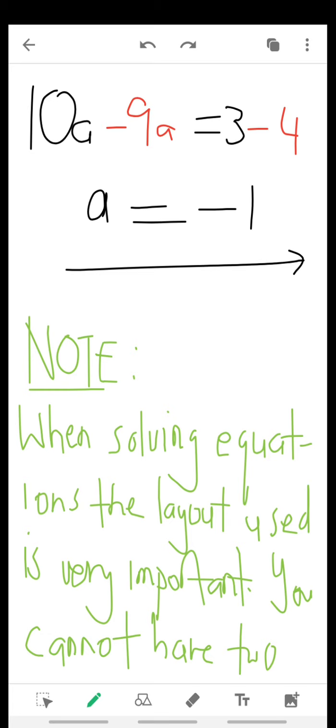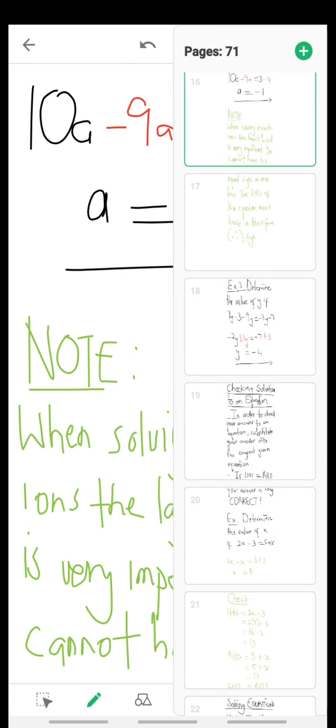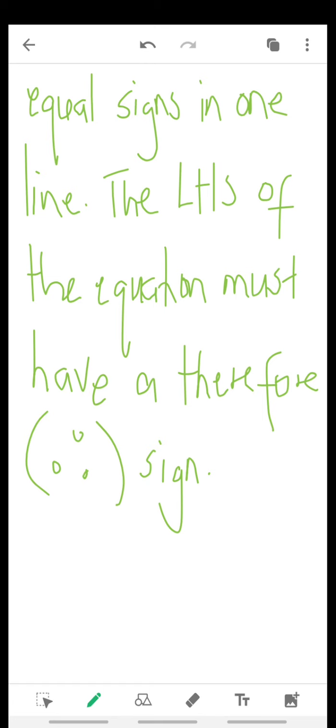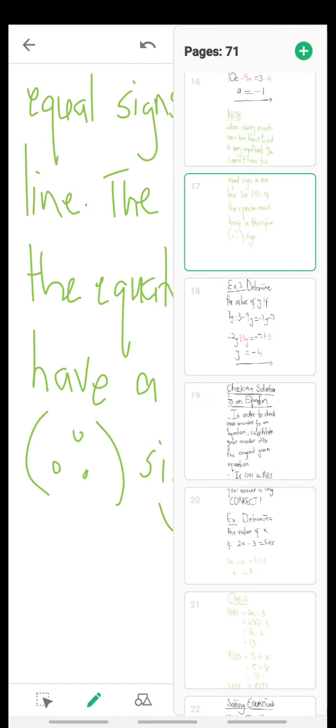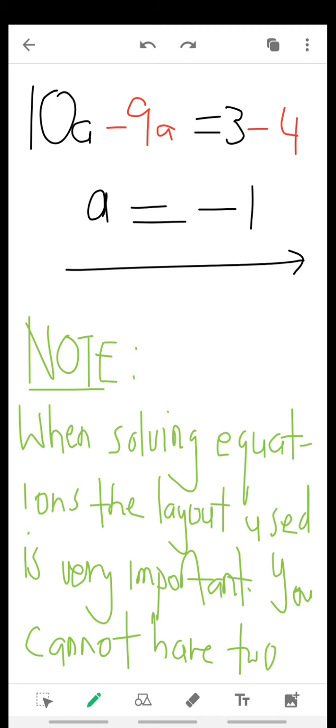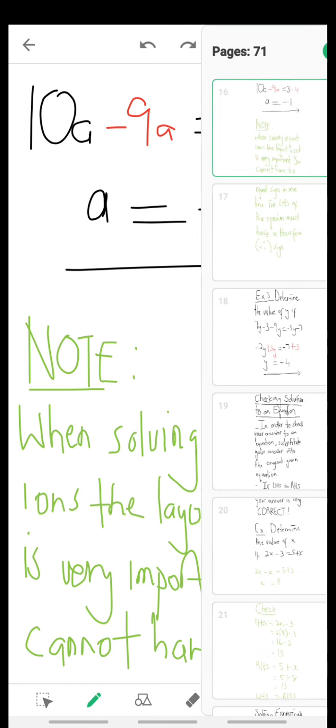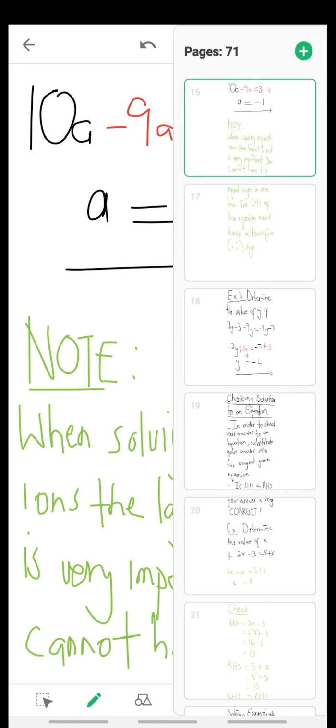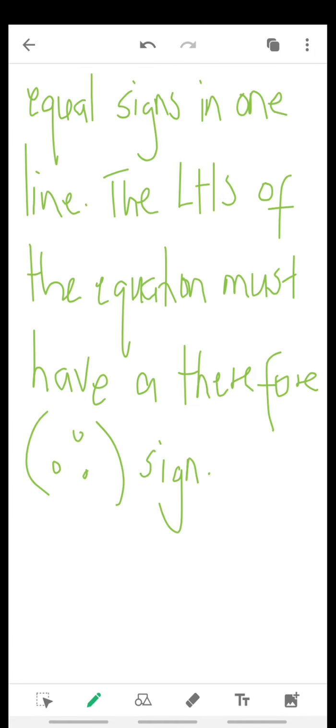Please note again, when solving equations, the layout used is very important. You can't have two equal signs in one line. You cannot. What are we saying? Let's go back to that example. You can't say equals a equals minus 1, or a equals minus 1 equals something like this. That is not mathematically correct. So we only have one equal sign in an equation. The left hand side of the equation must have a therefore.